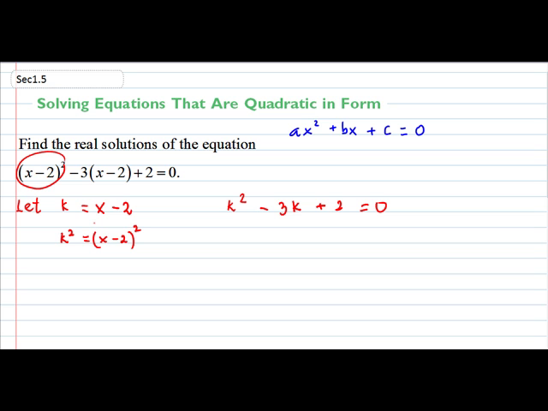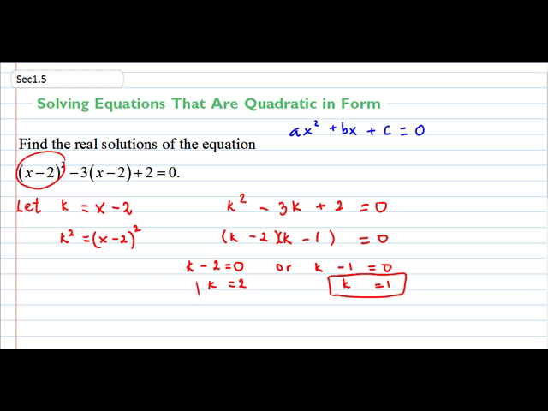Now we solve for k. To solve for k, I'm going to factor it, because it's a plus sign, so I have the same sign. 2 is 2 and 1, so therefore those are my factors. And solving for k, I have k minus 2 or k minus 1 equal to 0. In this case, I add 2 to both sides, k is 2. Right here, I add 1 to both sides, k is 1.